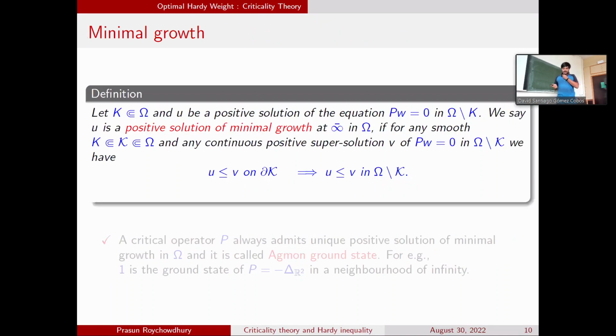Okay, and regarding criticality, for a critical operator, there is the definition of minimal growth. Let me define what minimal growth is. We say a solution in a neighborhood of infinity is of minimal growth if it is the minimal one. What is the meaning? Consider another function in the neighborhood of infinity. On the boundary, if that function is bigger than this u, then it has to be bigger in the entire region. That is minimal growth. Near infinity, it's the minimal solution. That is the main thing.